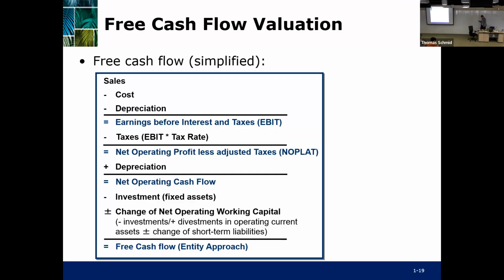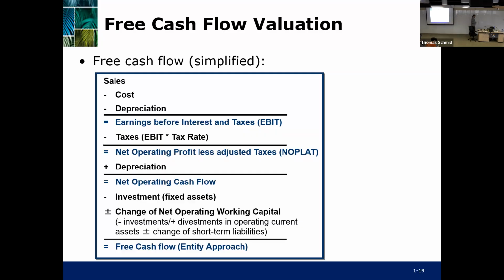There is a second approach, which is called the equity approach. So this is basically the cash flow here in the entity approach that is available to both the debt and the equity providers. The equity approach additionally subtracts a few things here like interest payments, debt repayments, and then the equity approach ends up with the free cash flow that is available to the equity providers.